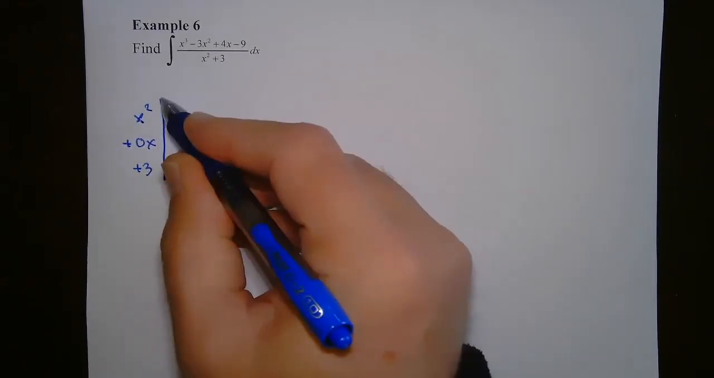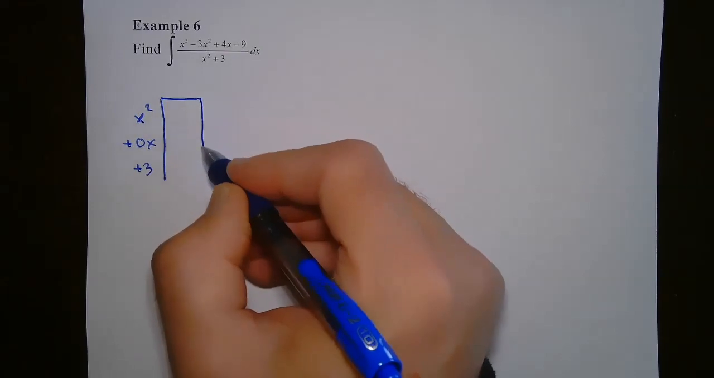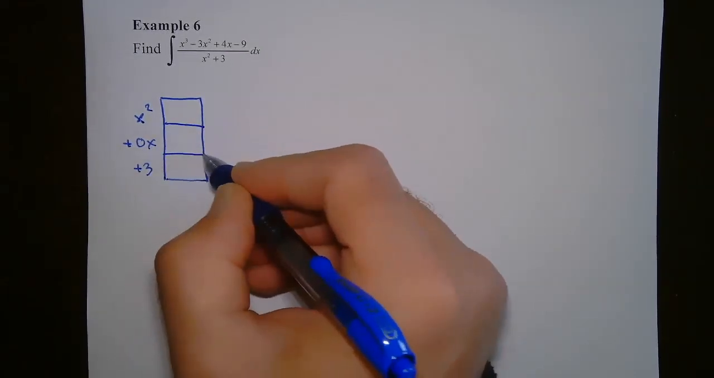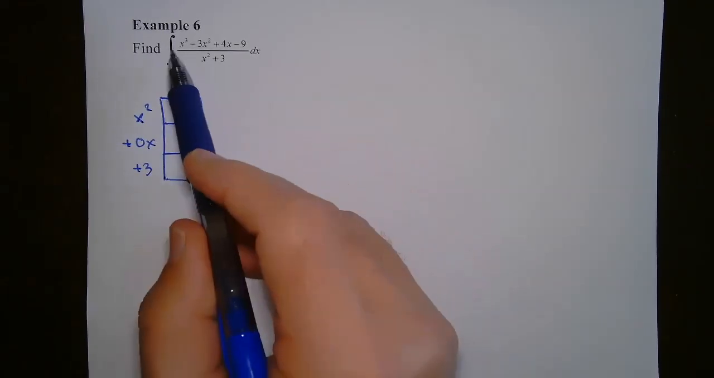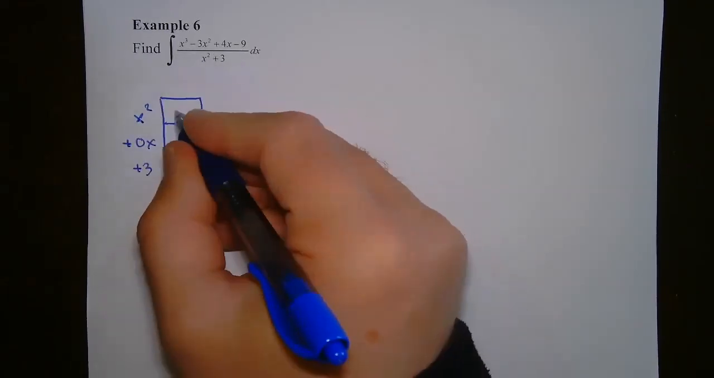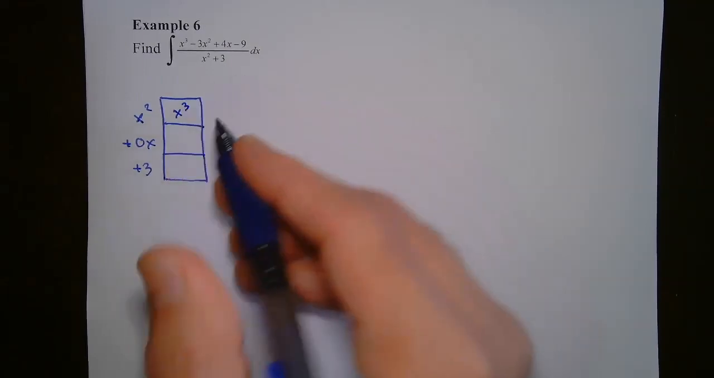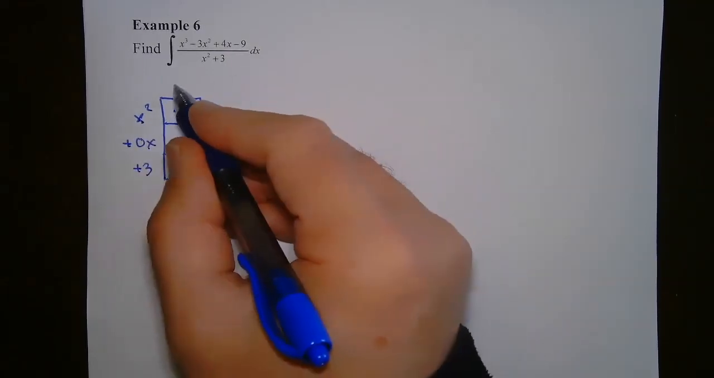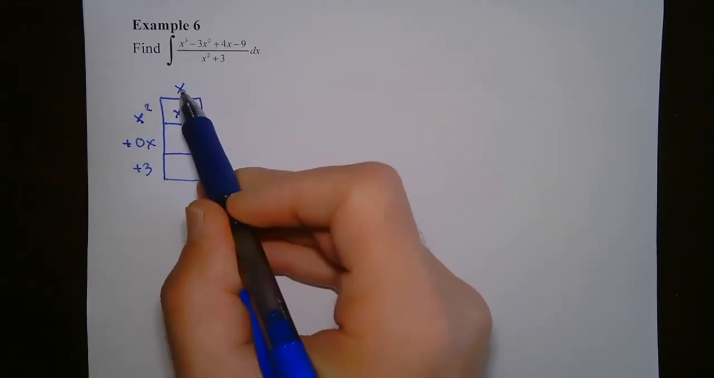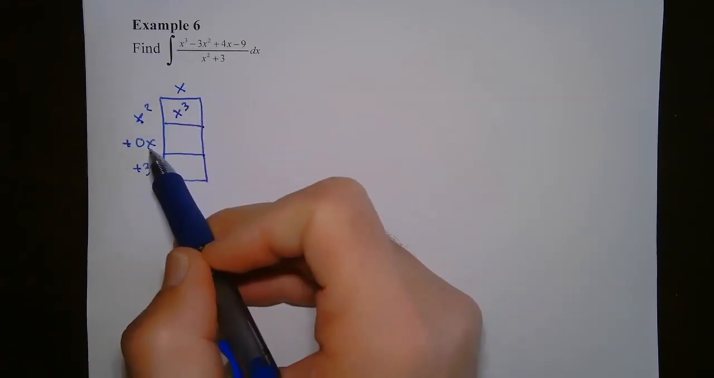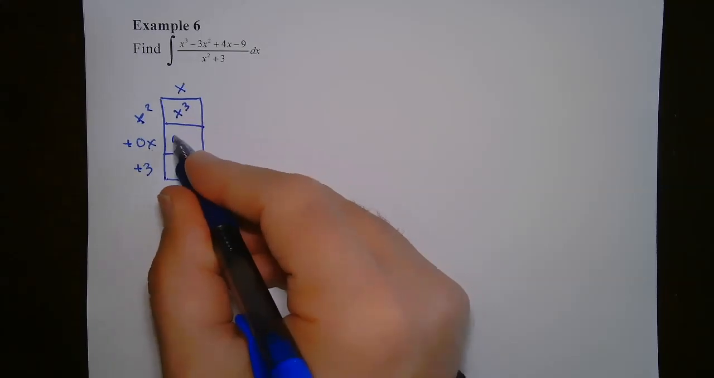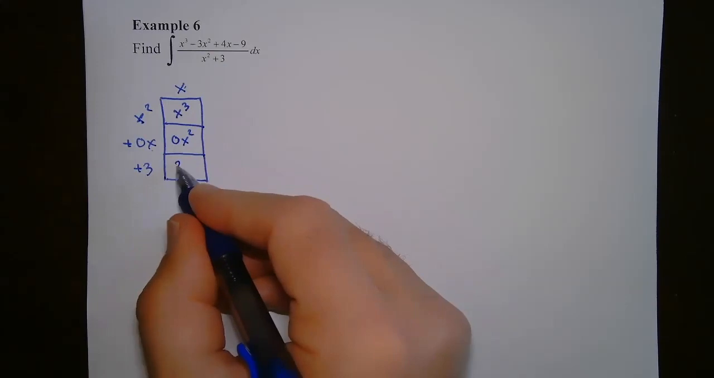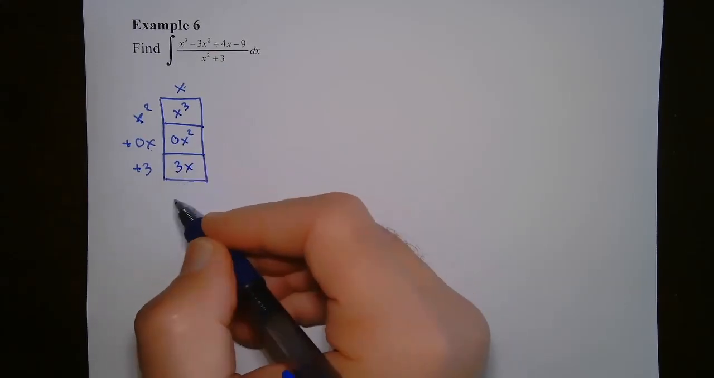So this is going to have 3 rows in it, okay? So our first column, and then our highest power here is x cubed. We have to look, okay, x squared times what would give us x cubed? And it would be an x, all right? And then x times 0x would give us 0x squared. And then x times 3 is 3x. So we have a positive 3x there, right?